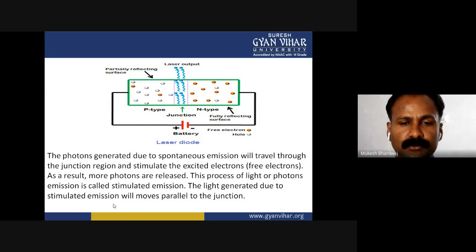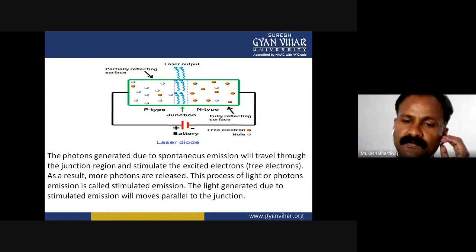The photons generated due to the spontaneous emission will travel through the junction region and stimulate the excited free electrons. As a result, more photons are released. This process of light or photon emission is called stimulated emission. The light generated due to stimulated emission will move parallel to the junction.